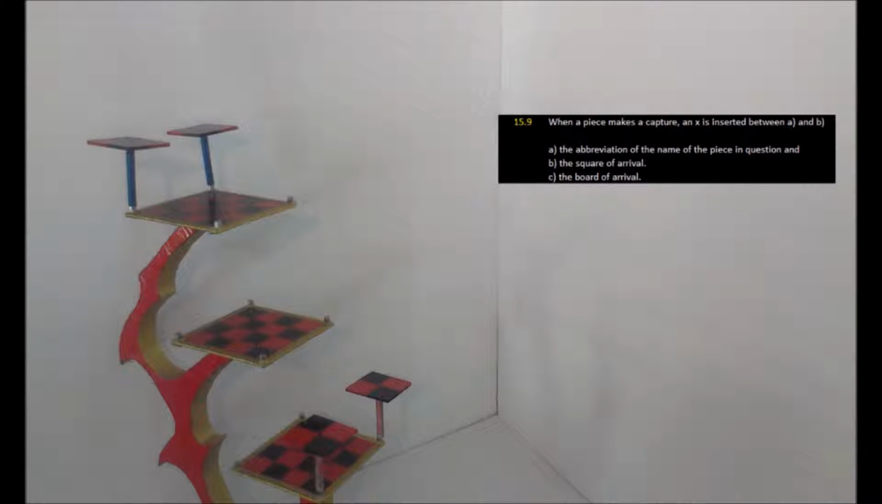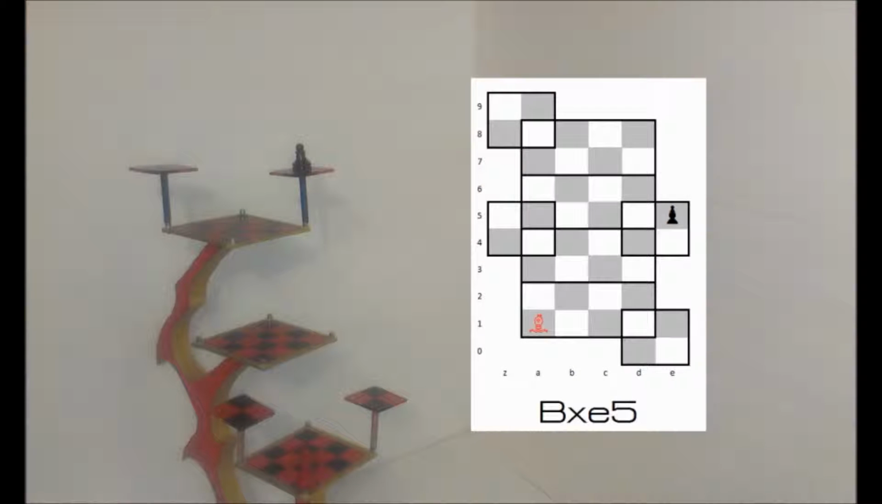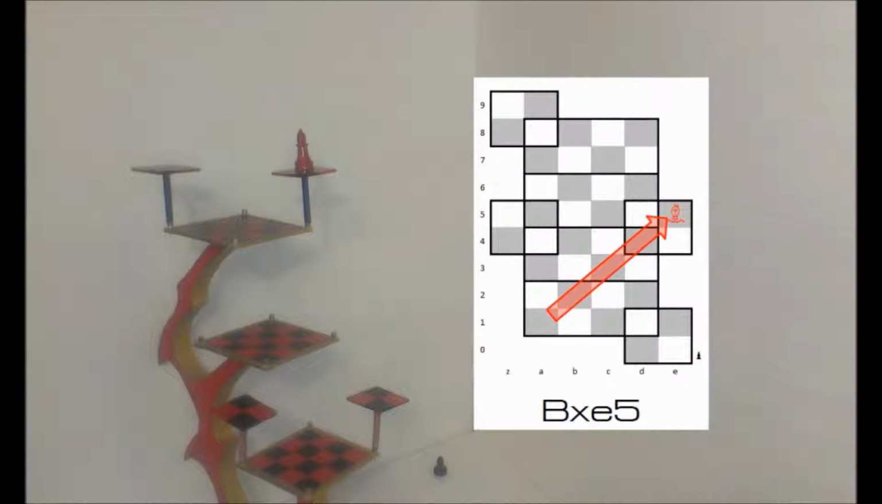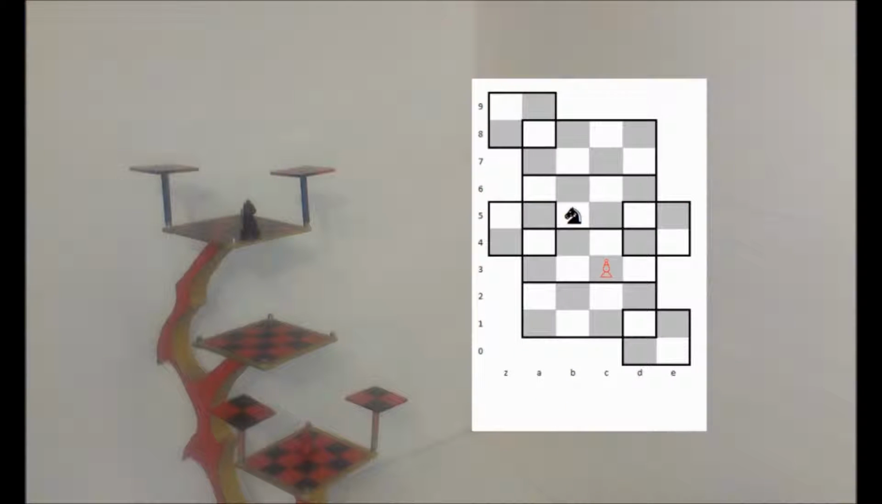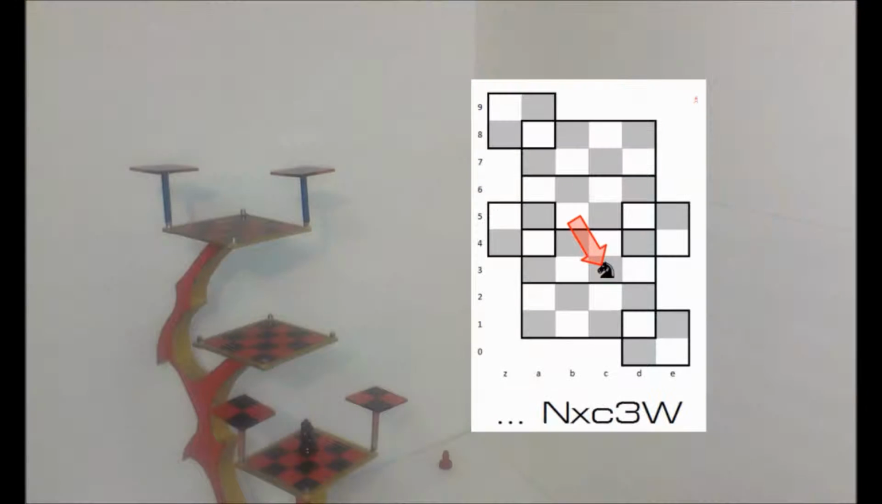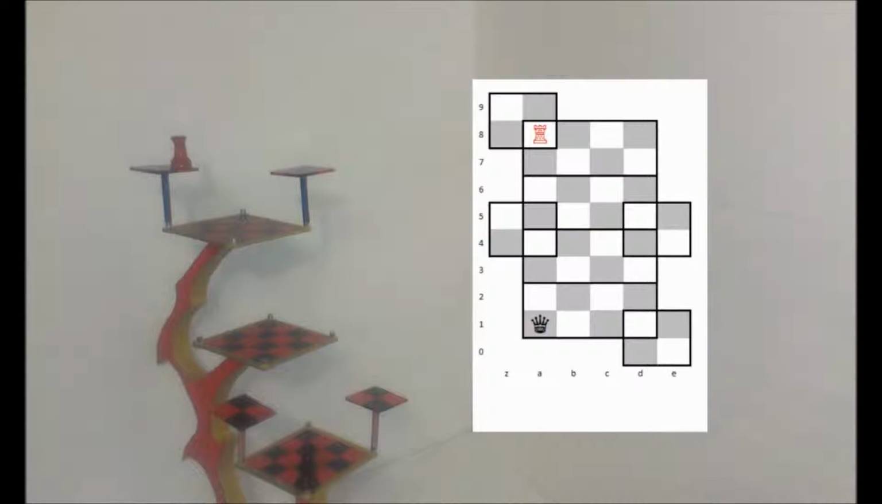15.9. When a piece makes a capture, an X is inserted between A, the abbreviation of the name of the piece in question, and B, the square of arrival. Examples: Bishop takes E5X. Knight takes C3 white. Rook takes A1 white.